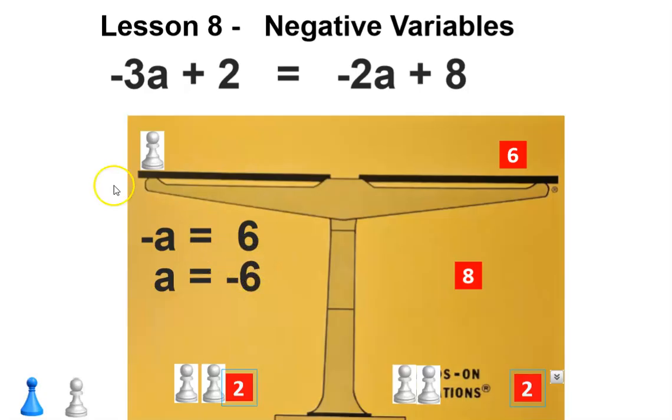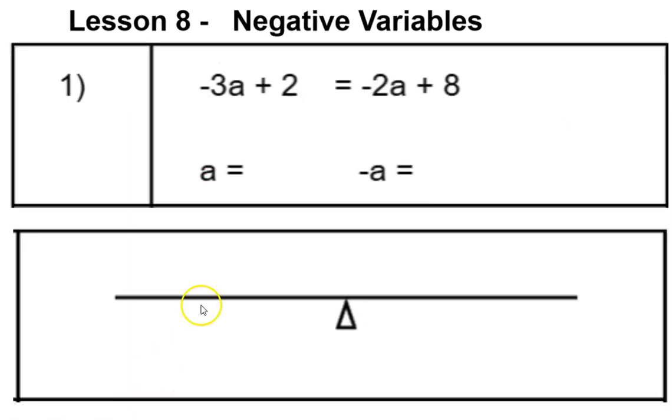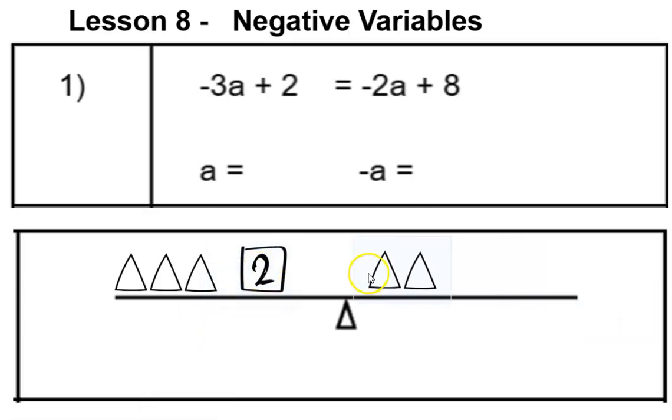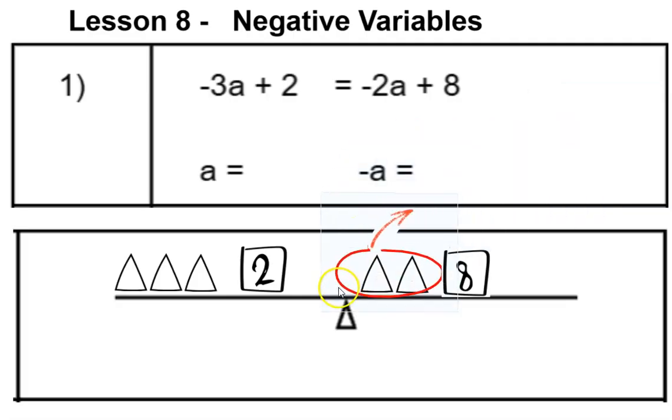All right, let's take a look at what this same problem looks like if we're drawing the equations. So we have the same equation here. The only difference is that we're going to be drawing them. On one side, I have 3 negative a's and a 2. And on the other side, I have 2 negative a's and an 8. When I'm drawing these, and I'm going to take 2 off at the same time, I like to just circle them and draw an arrow that shows, hey, I took 2 off of each side. It's an easy way to do it.